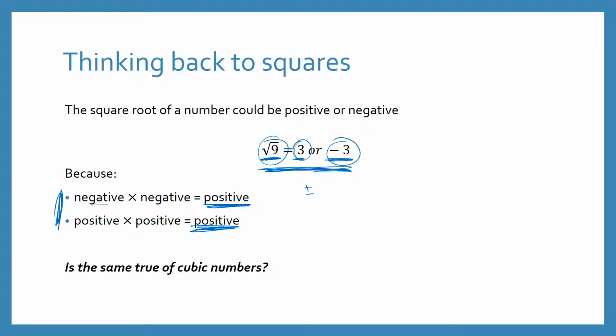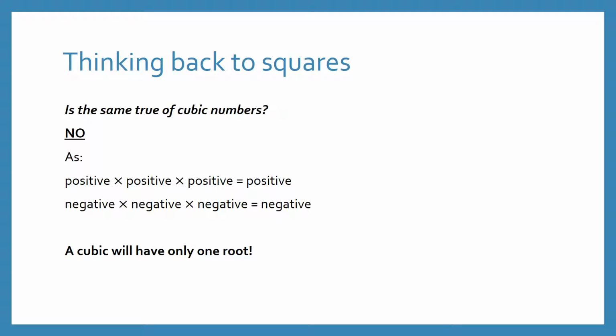We're now questioning, is the same thing going to be true of cubic numbers? Have a go, what do you think? Okay. So the same is not true of cubic numbers, because if we think about it, we're going to have the same number multiplied by itself 3 times. And if that number is positive, we're going to get a positive. And if that number was negative, we're going to get a negative.